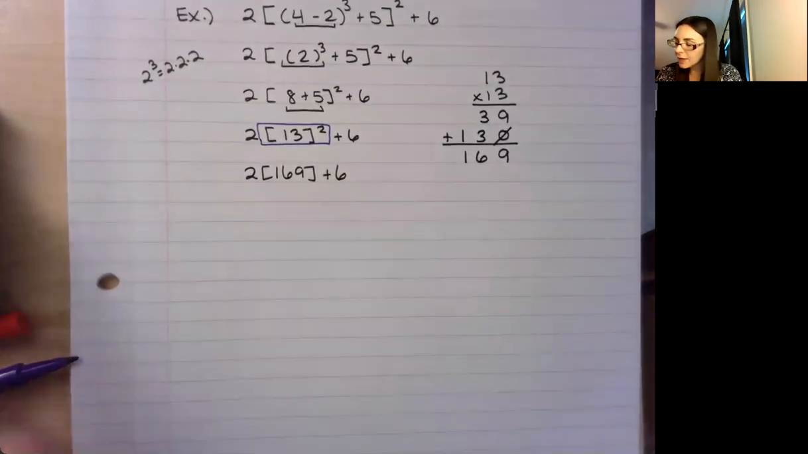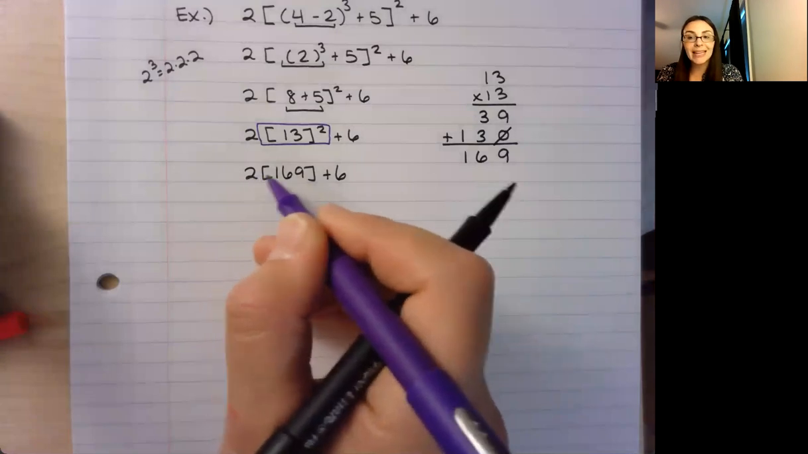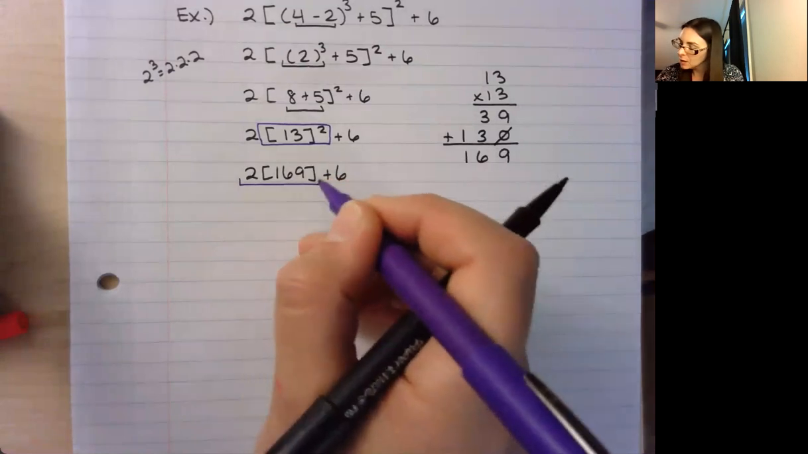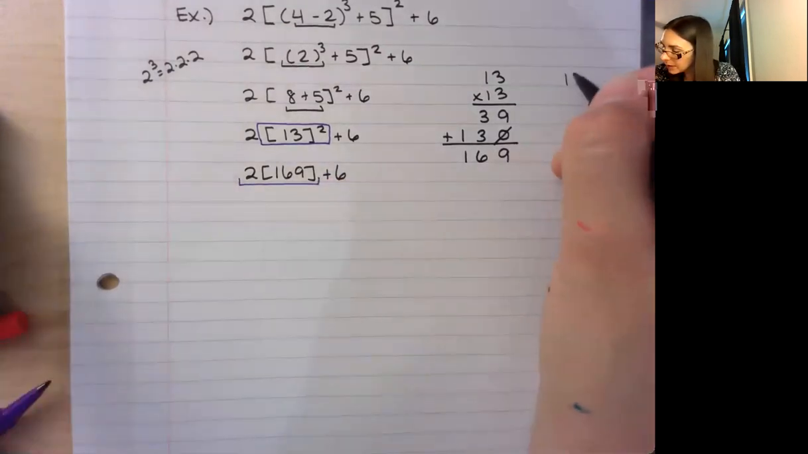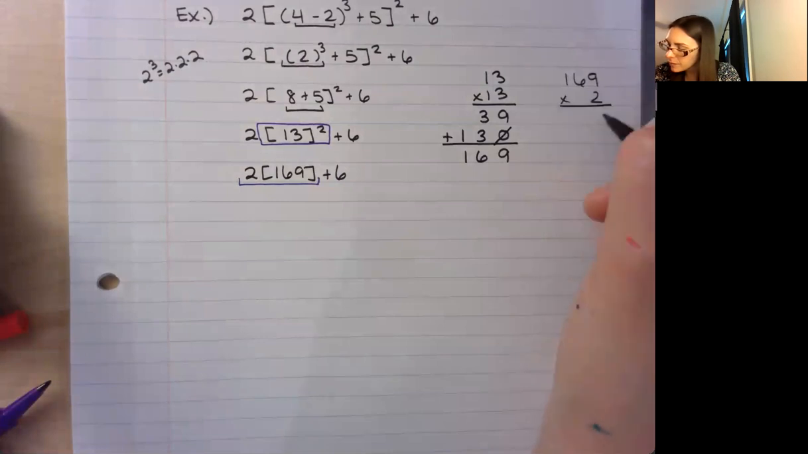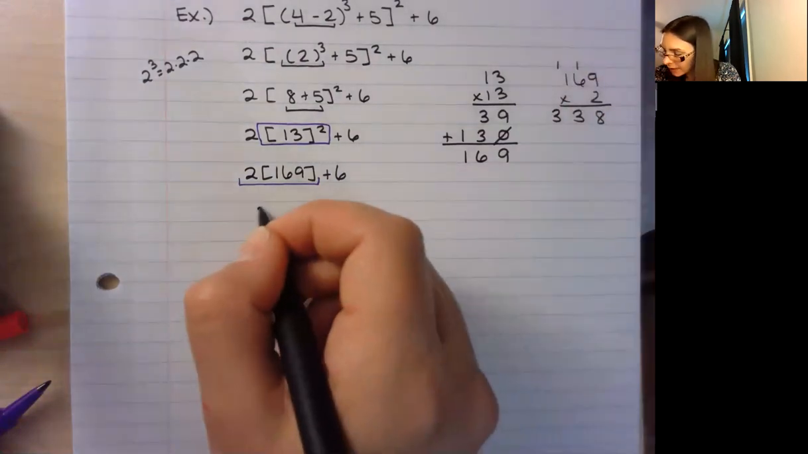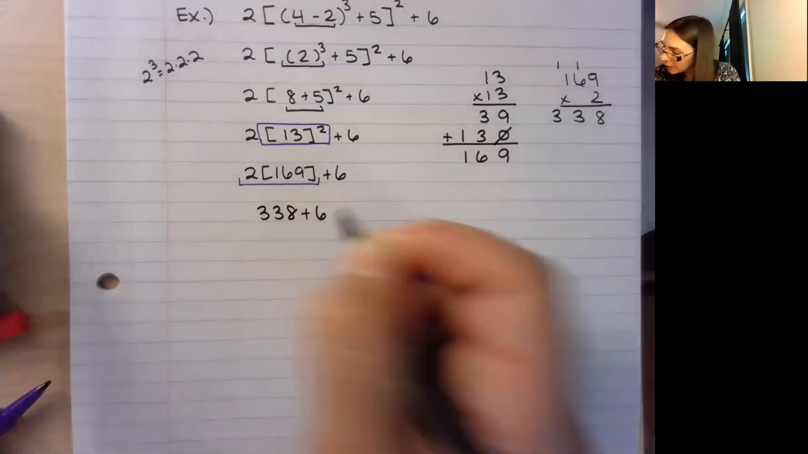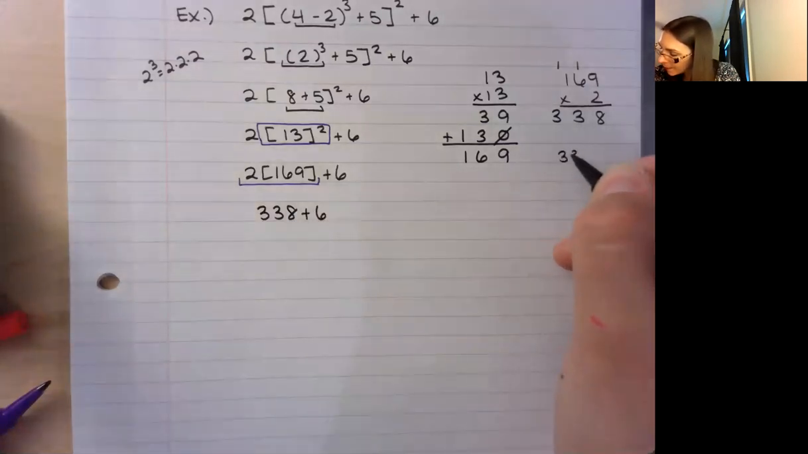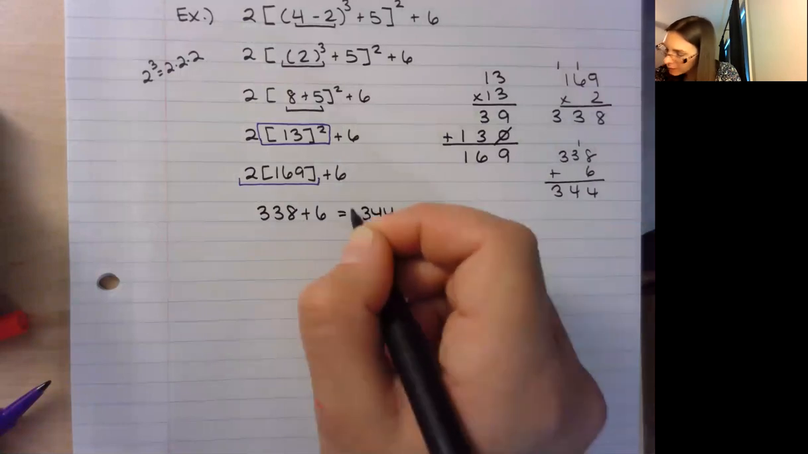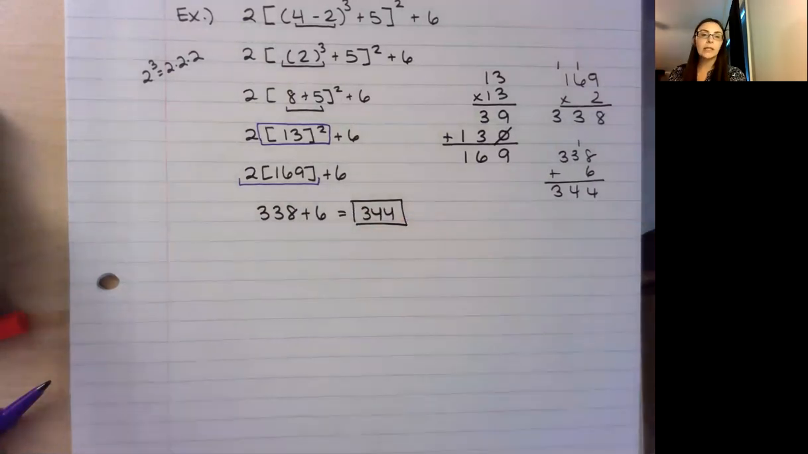Now, when there is nothing in between a number and a parenthesis or a bracket, it is multiplication. So I have multiplication and addition, and multiplication comes next. So I'm going to do this off to the side. 169 times 2. So I get 18, carry the 1. Then I have 12 plus 1 is 13. 2 plus 1 is 3. This becomes 338. Finally, 338 plus 6. I have 344.